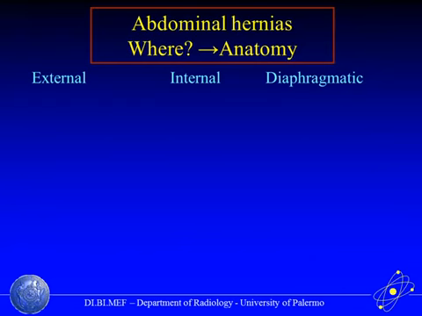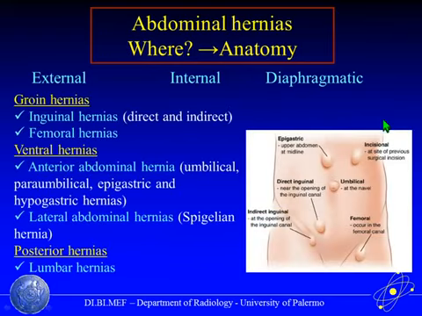So, where do abdominal hernias occur? We can divide abdominal hernias into external, internal, and diaphragmatic. Today we will focus on external abdominal hernias, and I mean groin hernias, inguinal hernias and femoral hernias, ventral hernias, anterior and lateral, and posterior hernias.